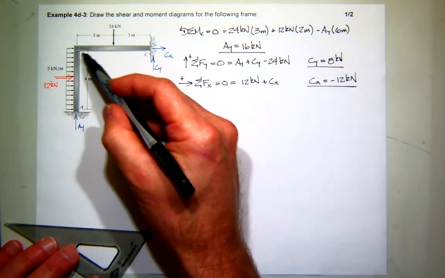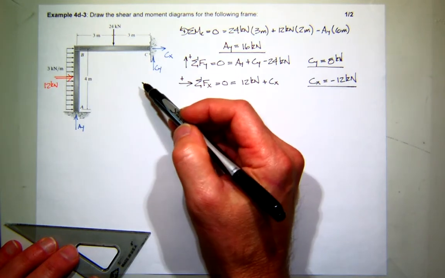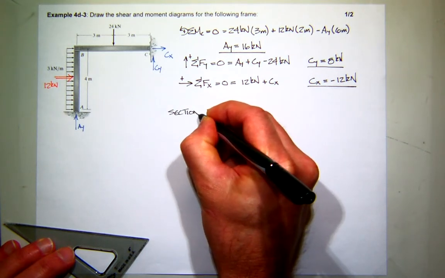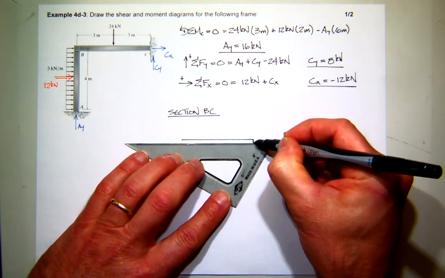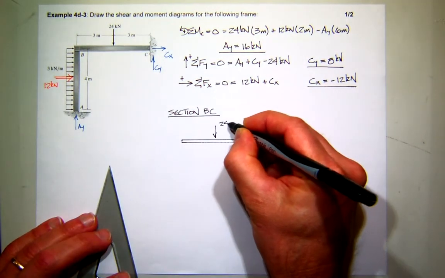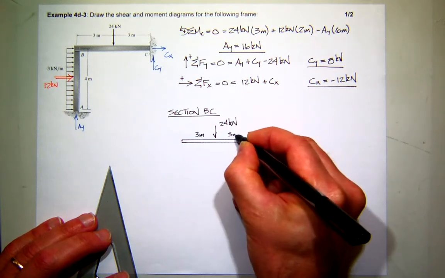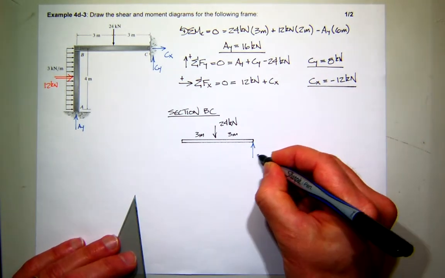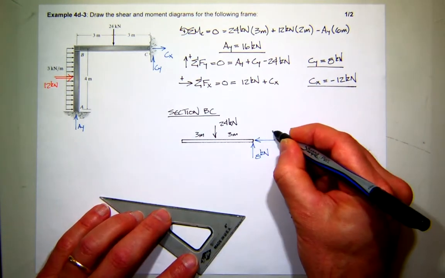Now I want to take this apart at D and find those internal reactions at D. Do you want to work AB or BC? BC. Yeah, I think BC looks better. So let's do that. So I'll go to section BC and I'll draw a quick free body diagram. So what I have is my 24 kilonewton force acting down, and that's at 3 meters. I have CY, which is up, it's 8 kilonewtons. And I have CX, which is to the left, which is 12 kilonewtons.